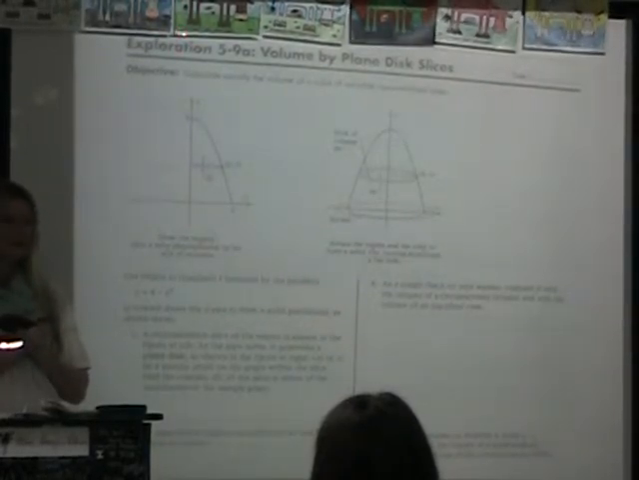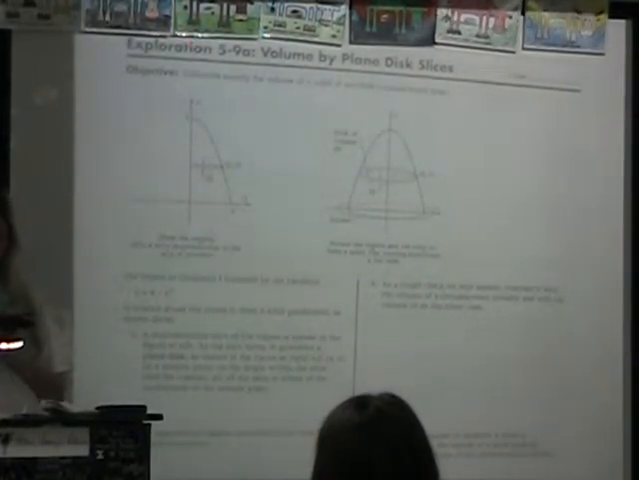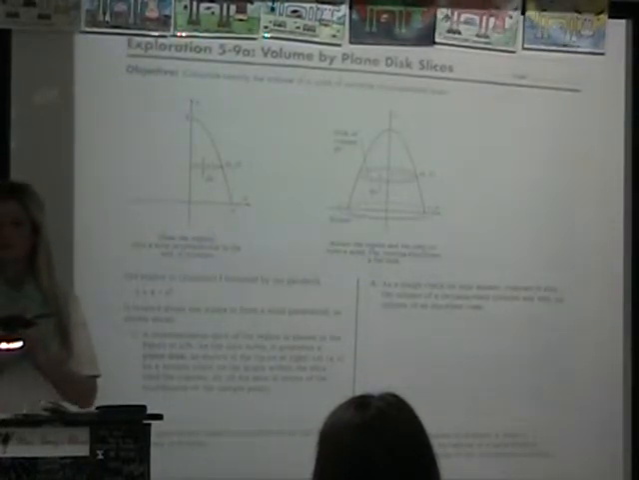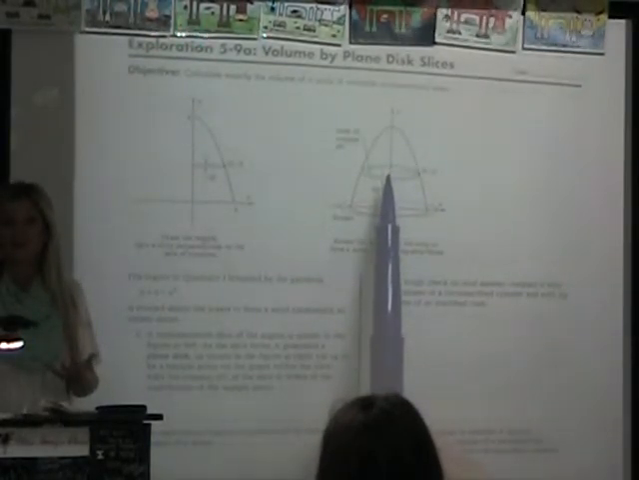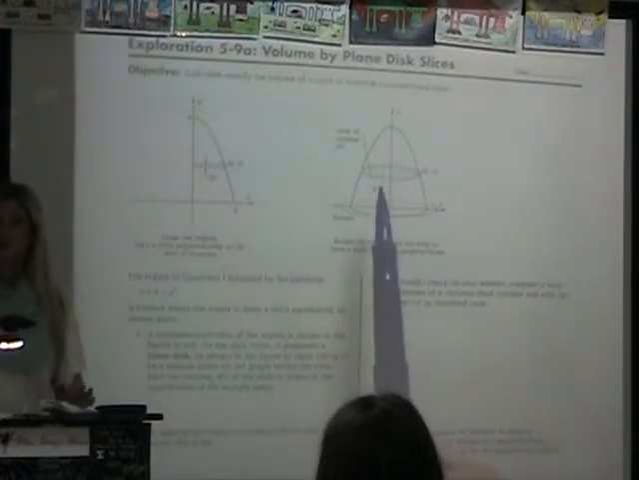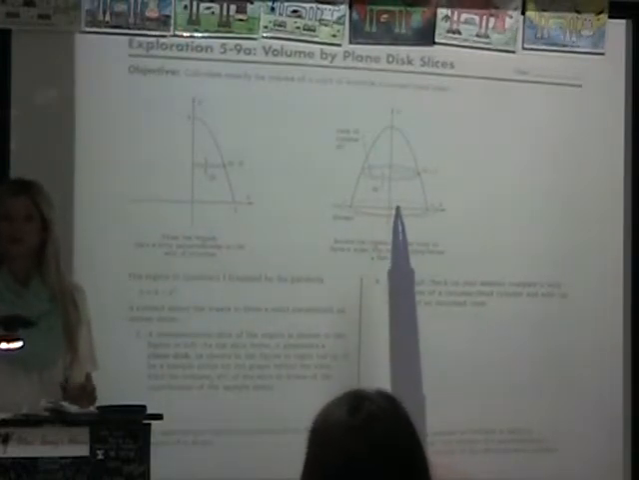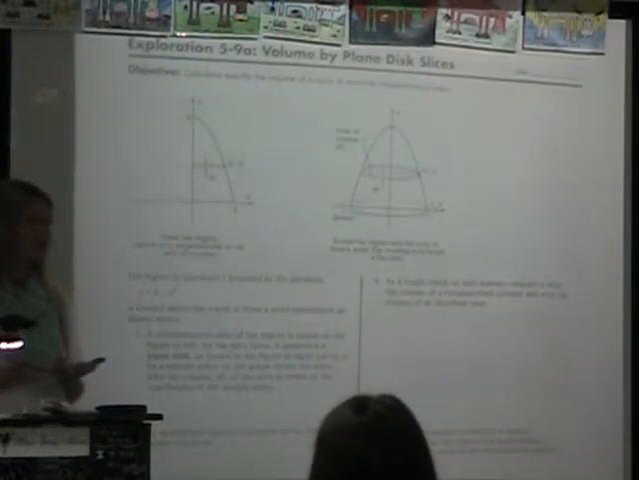So my first question is, does anybody know how to find the volume of a disk? Like the volume of a cylinder. If you think about this disc here, I'm trying to find the volume of it. Area of the circle times the height. What's the formula for area of a circle? Pi r squared. So the volume is going to be pi r squared h.